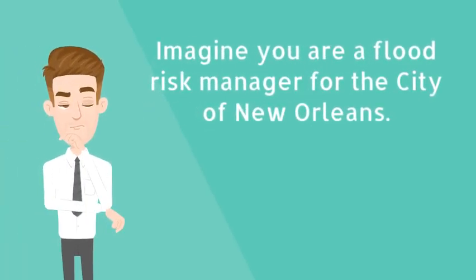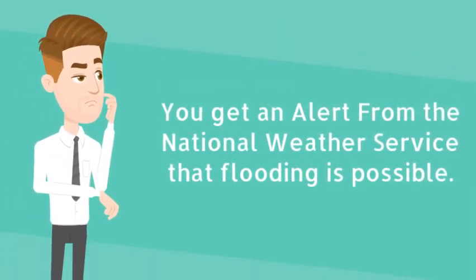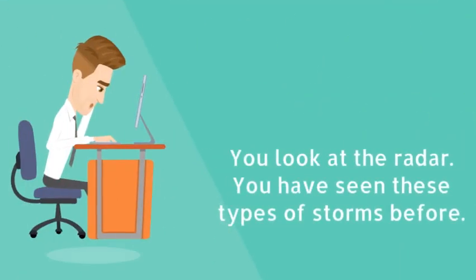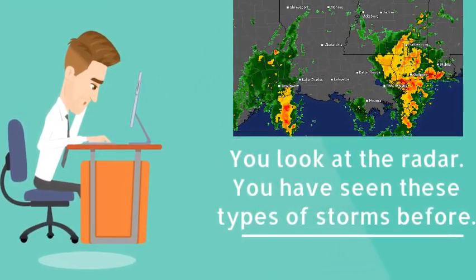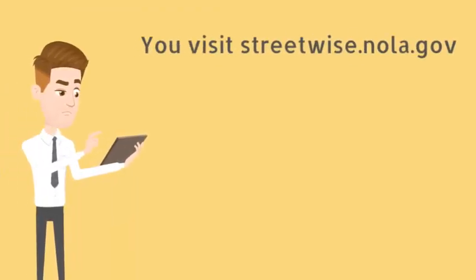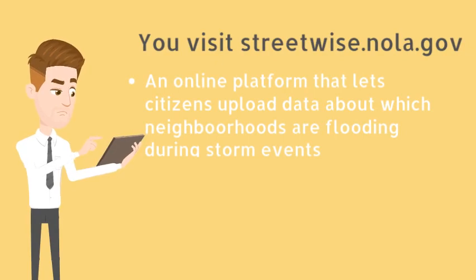Imagine you are a flood risk manager for the city of New Orleans. You get an alert from the National Weather Service that flooding is possible. You look at the radar, you have seen this type of storm before. New Orleans has an online platform, streetwise.noaa.gov, that lets citizens upload data about which neighborhoods are flooding during storm events.